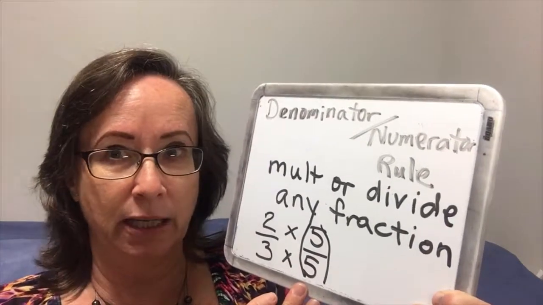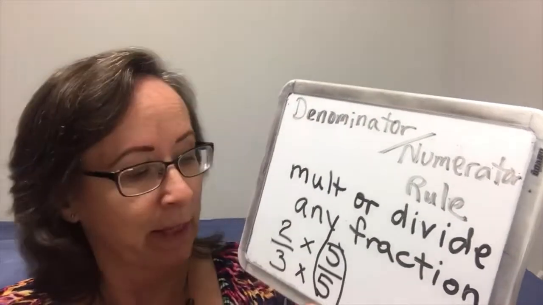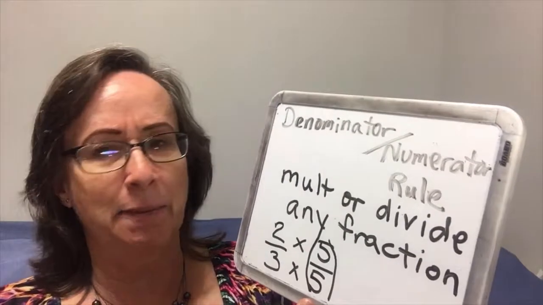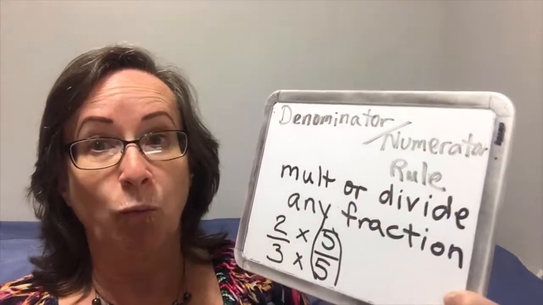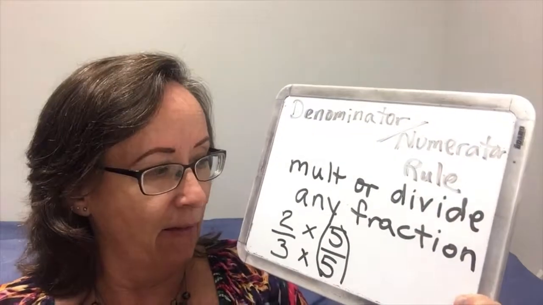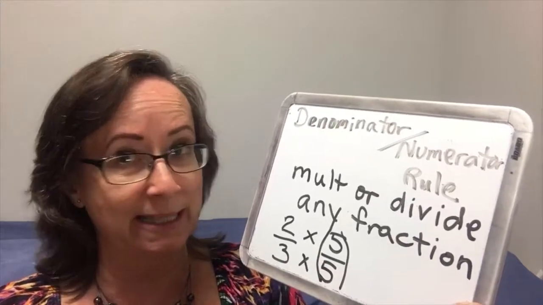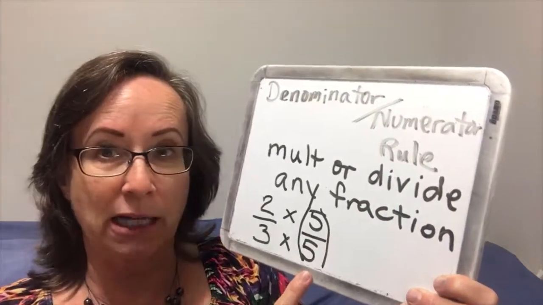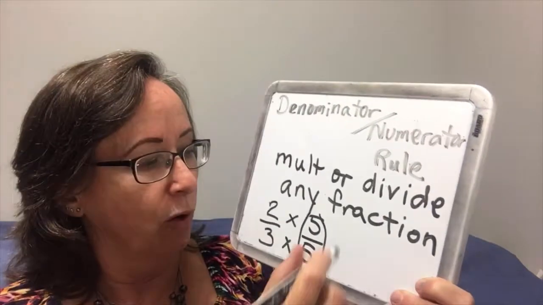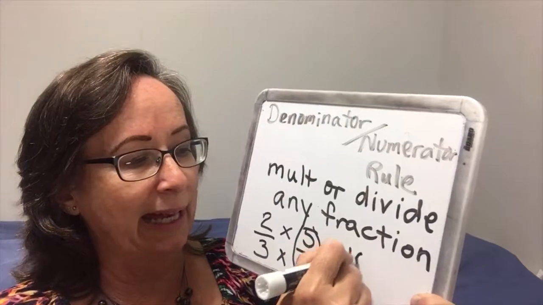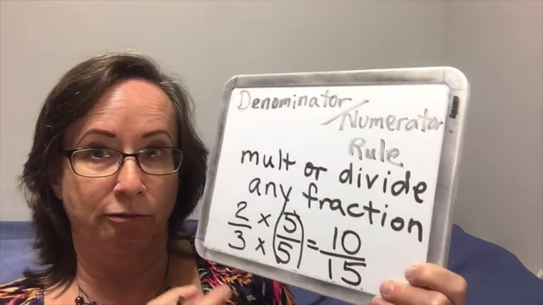100 divided by 100 is 1. Any number divided by itself is 1. So let's think about this. Instead of calling this the numerator-denominator rule, we might want to just say this is the multiply by 1 or divide by 1 rule, because that's really all we're doing. As long as we multiply both the numerator and denominator by the same number, we will come up with an equivalent fraction to the original fraction.